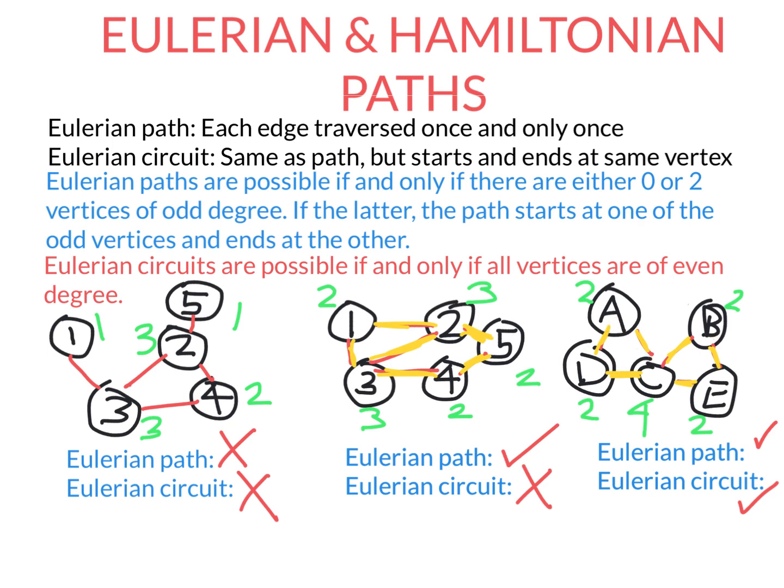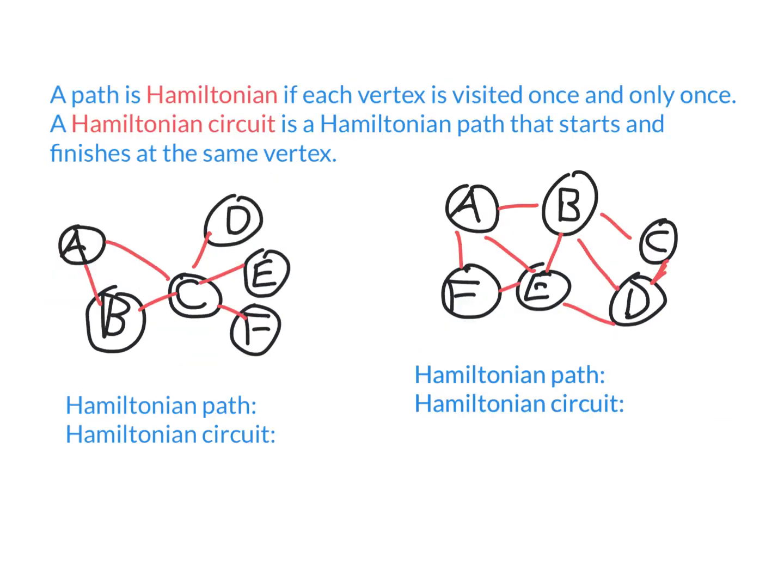All right, let's now look at some Hamiltonian paths. Paths are called Hamiltonian after the name of the guy who invented it. A Hamiltonian path, rather than traversing each edge only once, visits each vertex once and only once. Similarly to what we saw with Eulerian paths and circuits, a Hamiltonian circuit is the same as a Hamiltonian path, but it starts and finishes at the same vertex. Now, unfortunately for Hamiltonian paths, there isn't a nice condition that tells us when they are possible, unlike for Eulerian paths. However, we can use a bit of intuition.